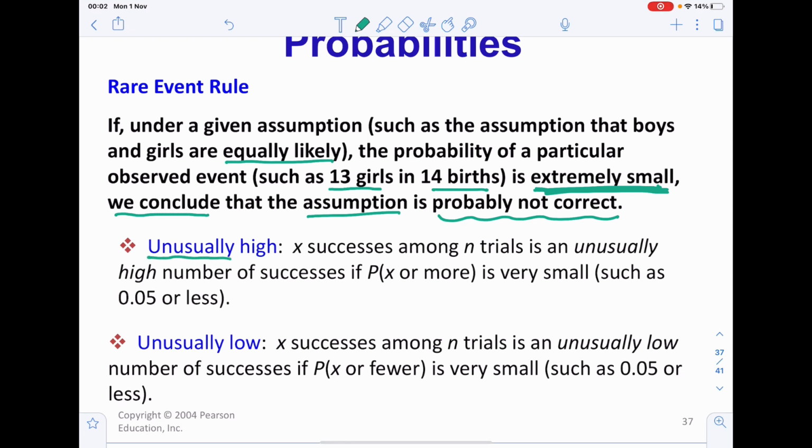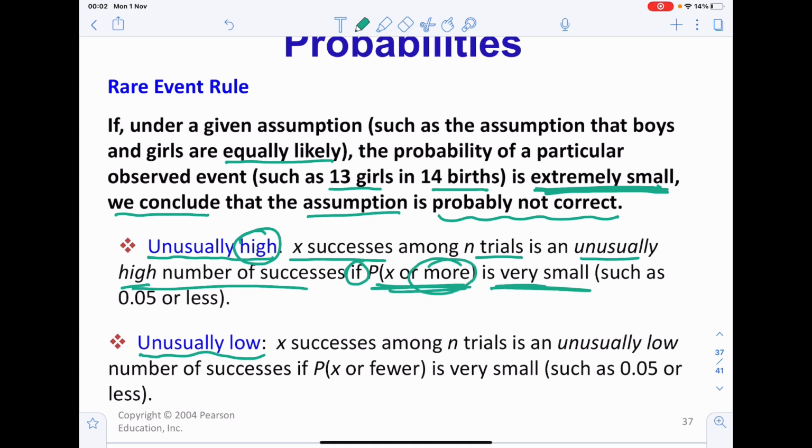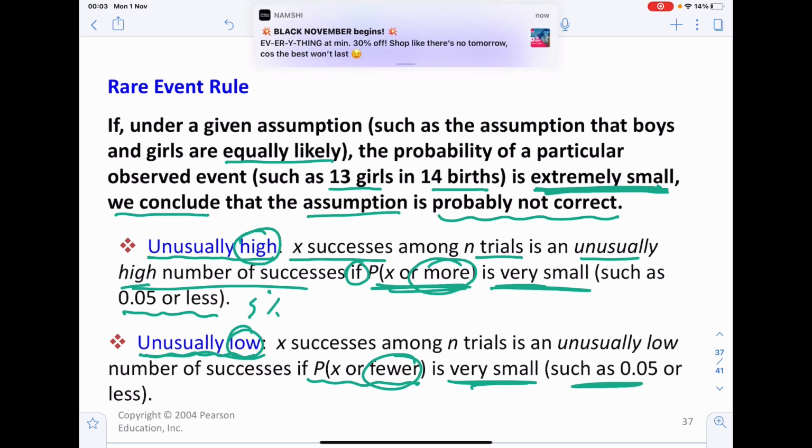Okay, so unusually high or unusually low, what does that mean? If X successes among N trials is an unusually high number of successes, when? If the probability of X or more is very small. If we say high, we say X or more. We call the event unusually high if the probability of X or more is very small, such as, as an approximation, 5%. And we can say that it is unusually low, meaning unusually low, when the probability of X or fewer is very small, as we said, 5% or less.